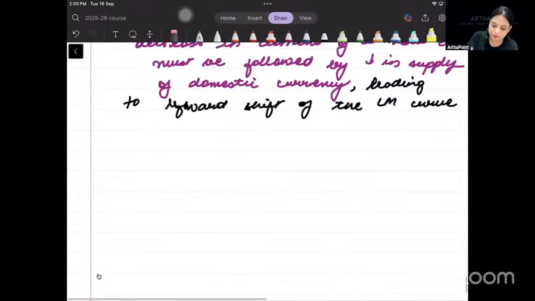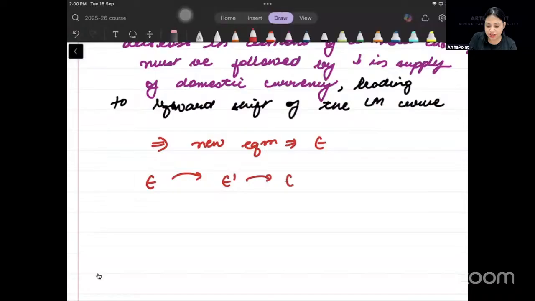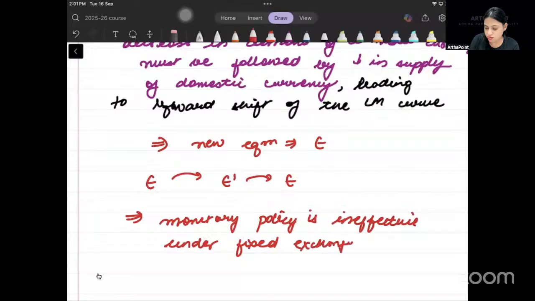Thereby the new equilibrium turns back at E. So we started from E, we went to E dash, from E dash we came back to E, and therefore we can say that output remains unchanged. So monetary policy is ineffective under fixed exchange rate.